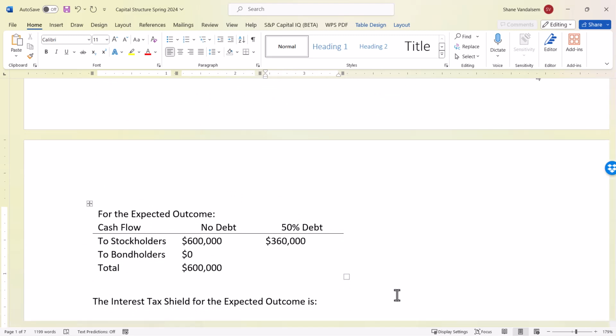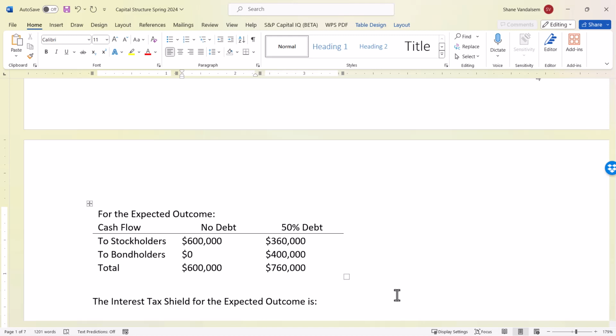The amount to bondholders getting paid out is going to be $400,000. That's the amount of the interest expense. And so the total amount being paid out is going to be $760,000. Okay, so we see the difference here in the cash flow being paid out to investors, both stockholders and bondholders. Between the two situations, there's $160,000 more being paid out to investors if the firm has 50% debt than if it has no debt. Okay.